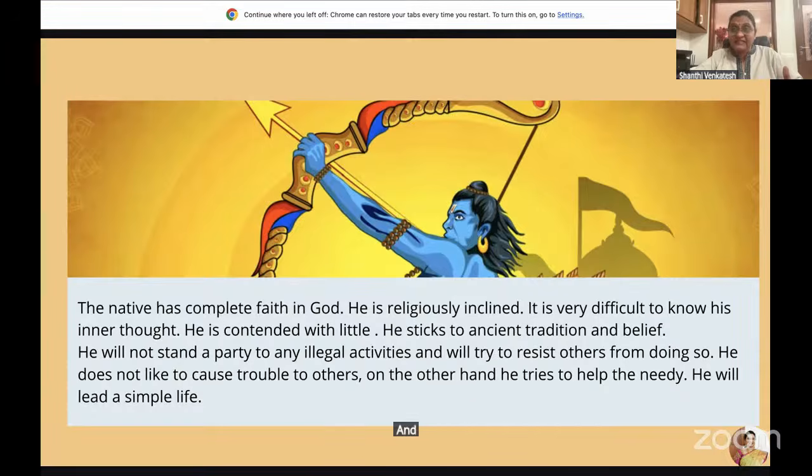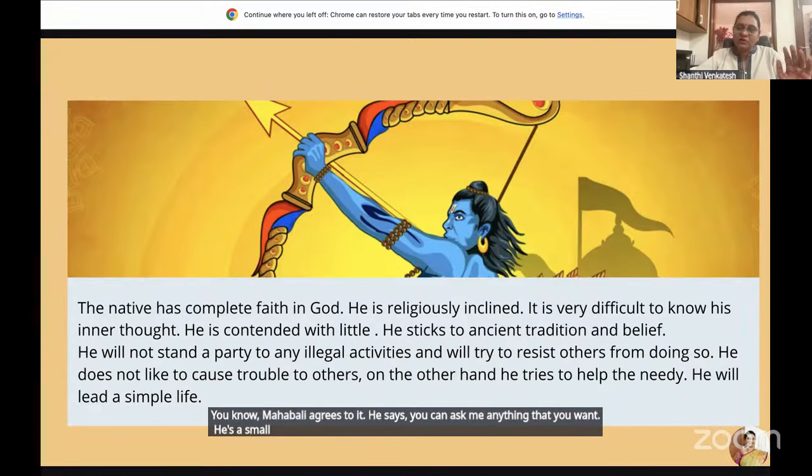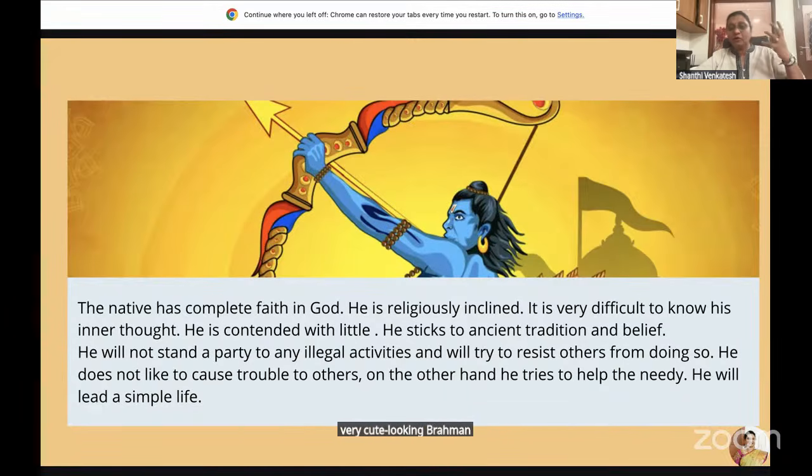And he was born as her son, that is Vamana, the fifth avatar of Lord Mahavishnu, a small boy. And what he does is he goes to Mahabali and he asks for some kind of boon from Mahabali. Mahabali agrees to it. He says, "You can ask me anything that you want." He's a small, very cute looking Brahmin boy with a lot of tejas because he is Mahavishnu himself. He just asks for 3 steps of land. And Mahabali agrees to that.